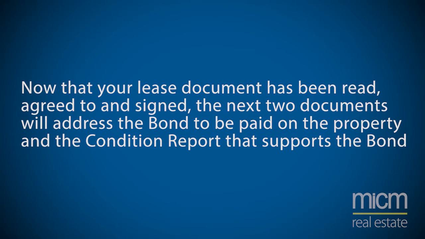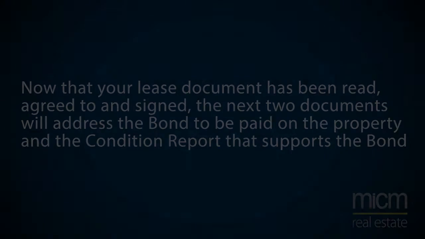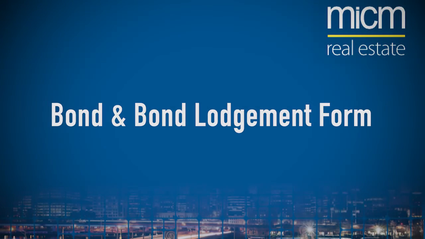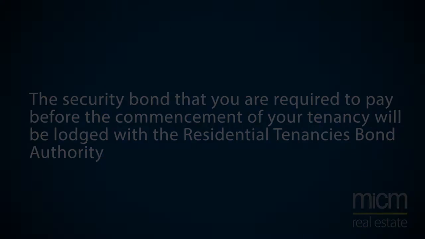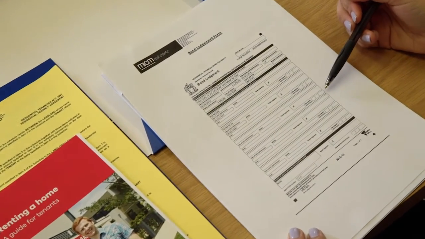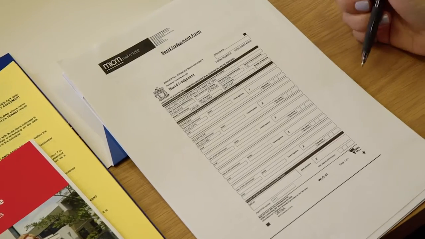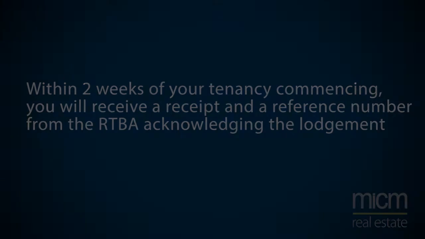Now that your lease document has been read, agreed to and signed, the next two documents will address the bond to be paid on the property and the condition report that supports the bond. The security bond that you are required to pay before the commencement of your tenancy will be lodged with the Residential Tenancies Bond Authority. The bond lodgement form needs to be signed next. You will be provided with a copy upon completion.